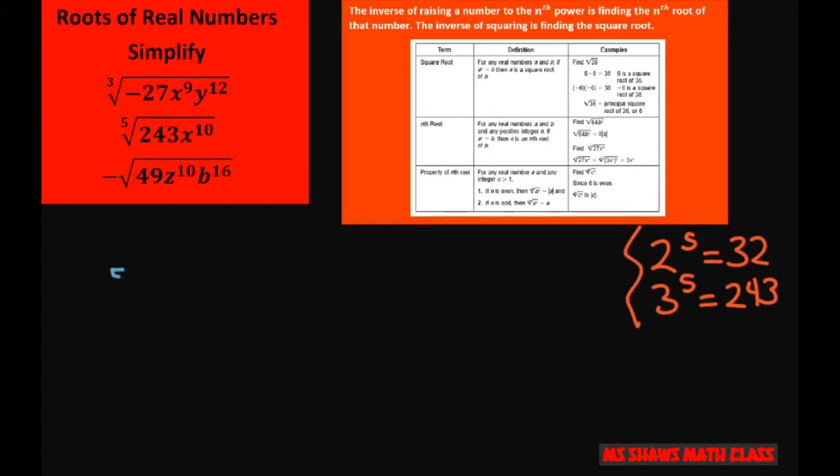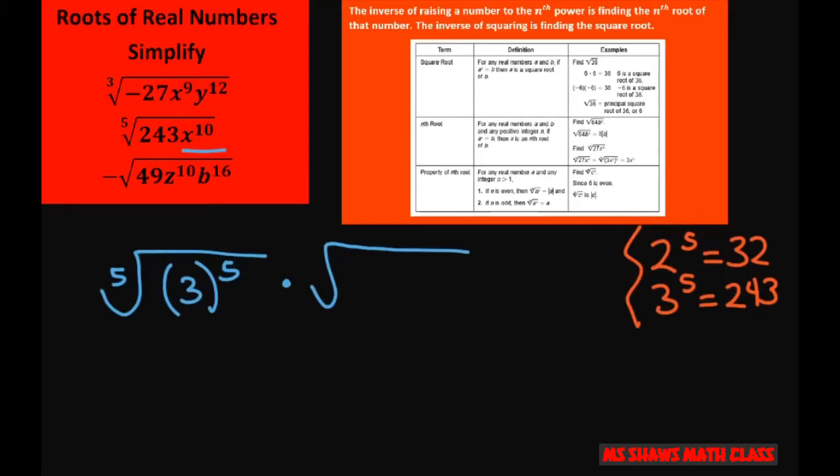So I can rewrite this 243 as 3 to the 5th. And then for the x to the 10th power, I can write this as we want the 5th root. So that's x to the 5th times x to the 5th. Because again, that would be x to the 5 plus 5 power. Now, when I do this, these two cancel.